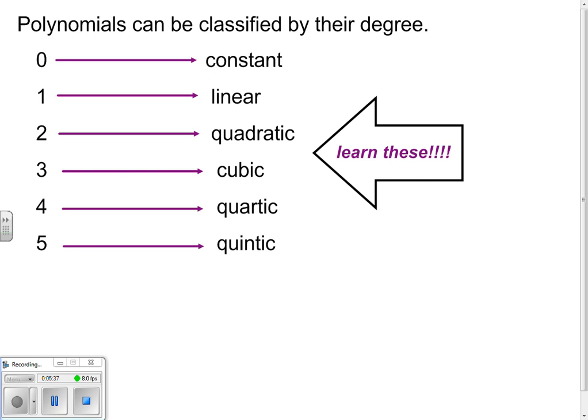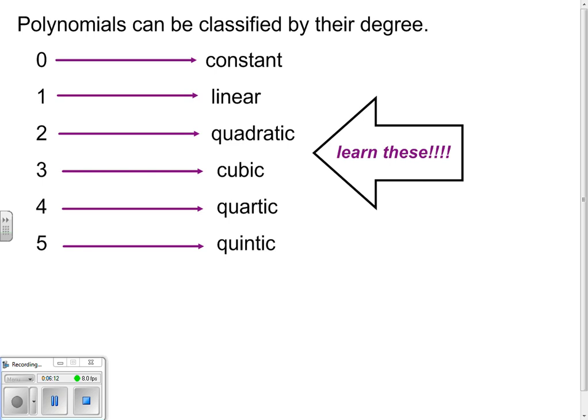Number 2 is a quadratic. We've been working with these forever in chapter 4. Just don't forget, quad makes you think 4, but it's not. It's 2. Quadratics means 2. A 3 is a cubic. If you look at a cube, that is a 3-dimensional shape. 3 is cubic. 4 is quartic. There are 4 quarts in a gallon, or 4 quarters in a dollar. So quartic is 4. 5 is quintic. Quintuplets means that somebody has had 5 babies, so 5 is quintic.